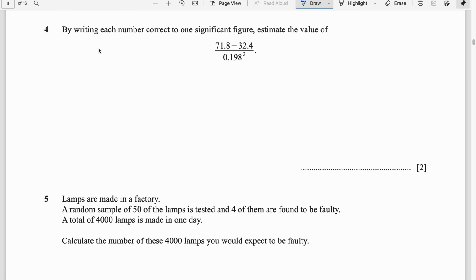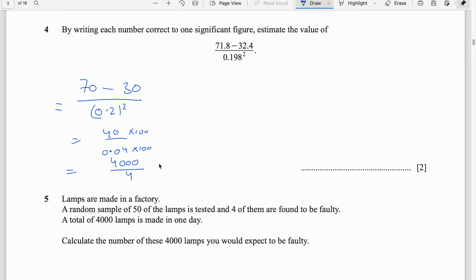Question number 4. By writing each number correct to one significant figure, estimate the value of this. So up to one significant figure, 71.8 becomes 70, minus 30, divided by 0.2 squared. So 70 minus 30 is 40, divided by 0.04. To get rid of this decimal, we multiply both numerator and denominator by 100. That becomes 4000 by 4. And the final answer is 1000.